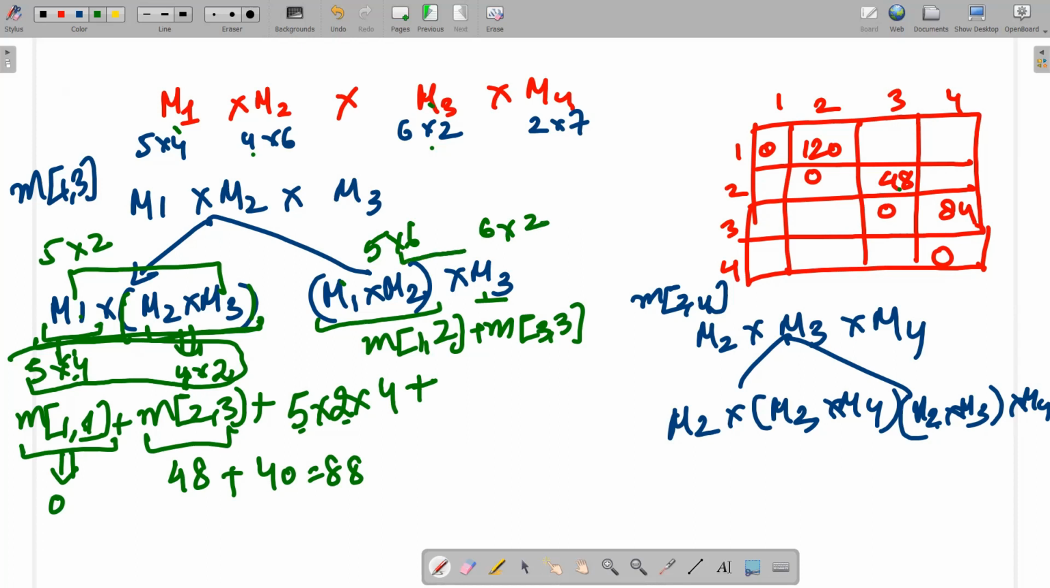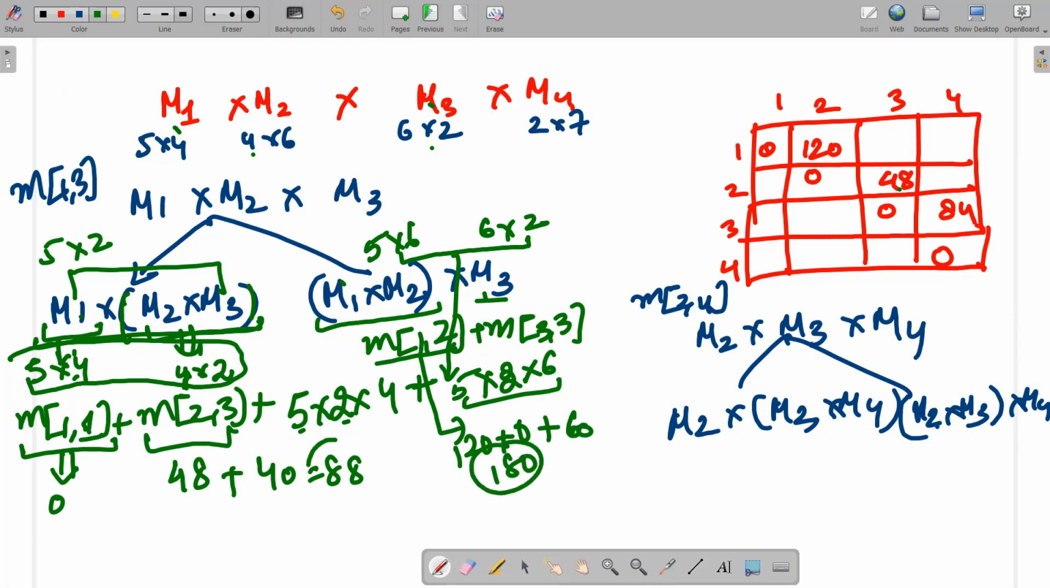So if I have to multiply both, what would be the cost? The cost would be 5 cross 2, that will be there for sure, multiplied with 6, which is a common feature. So this is M12, I guess 120 plus 0 plus this is 10 and this is 60. The answer is 180. So you have to choose between 88 and 180, whichever is minimum, we have to write. So obviously the answer is 88.